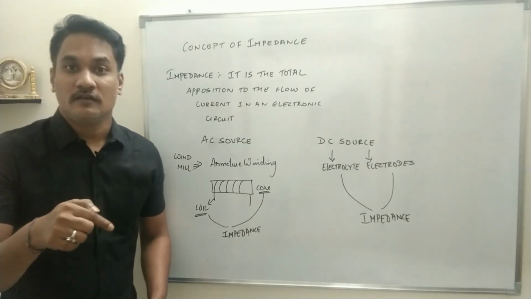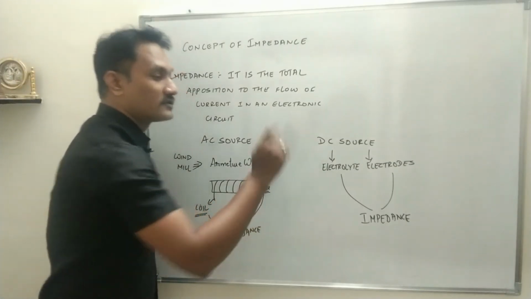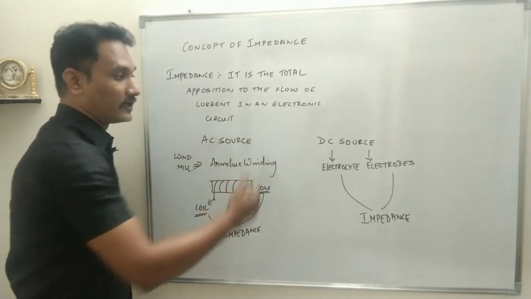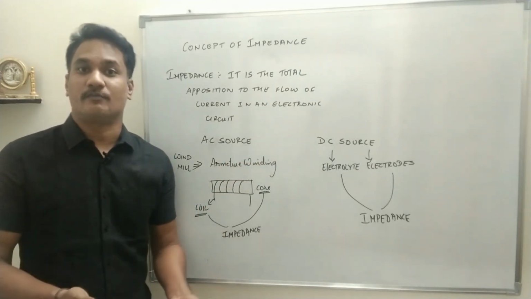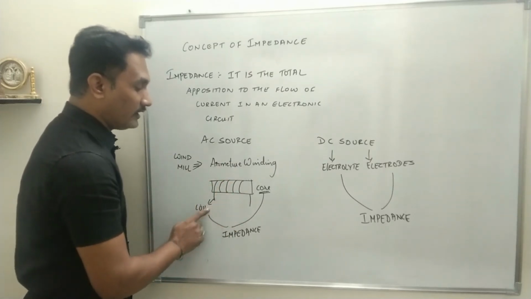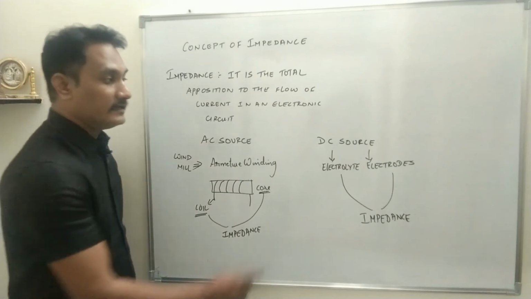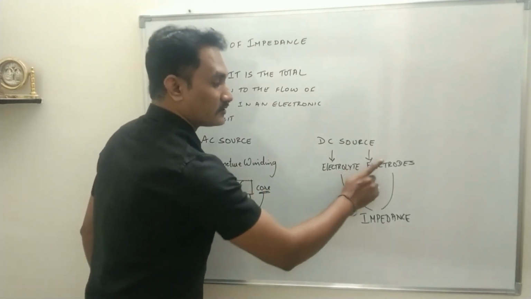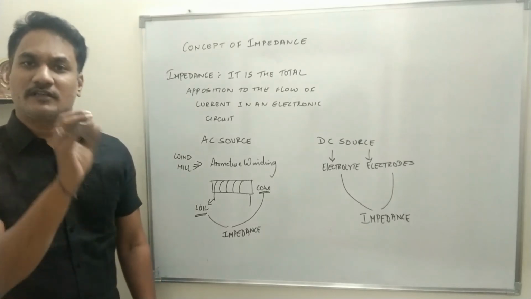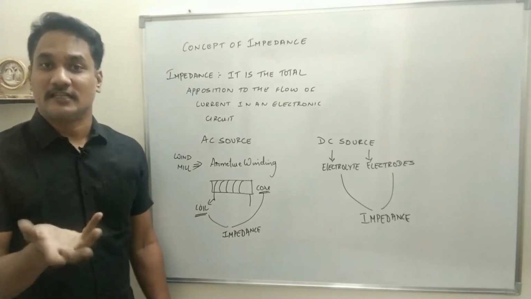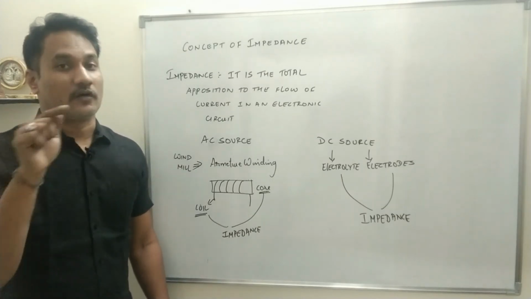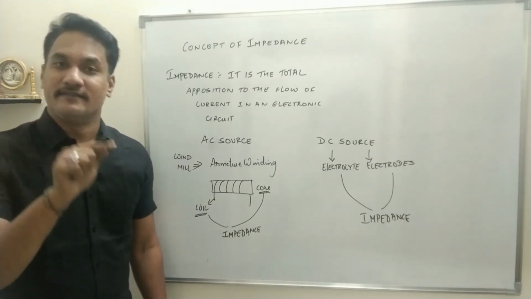component used in that particular circuit, or in that particular source. The impedance is because of the core and coil in case of armature winding, and in case of a DC source the impedance is because of the electrolyte and electrode. Impedance is nothing but the opposition to the flow of current. It is nothing but a resistance, but the overall resistance because of the components used in the circuit.